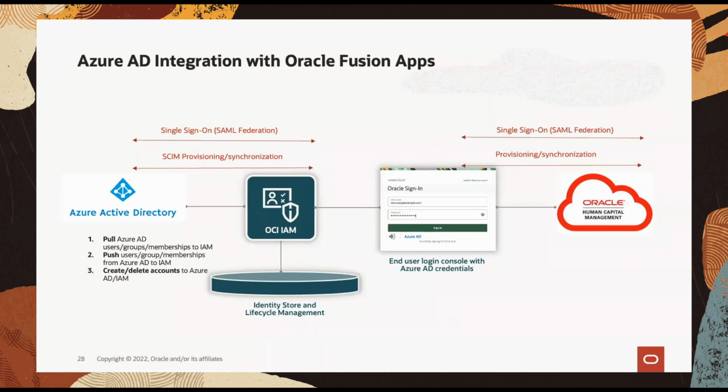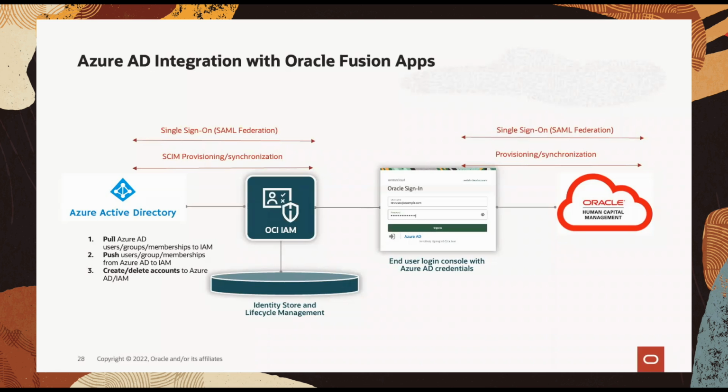And even the Fusion application can act as both IDP and service provider. So here I've considered an example where the OCI IAM is acting as an identity provider and Fusion is acting as a service provider.